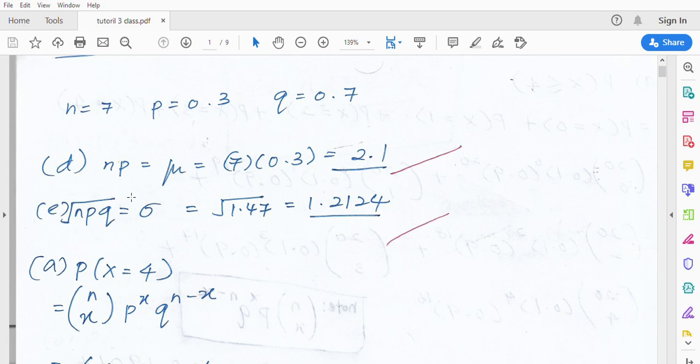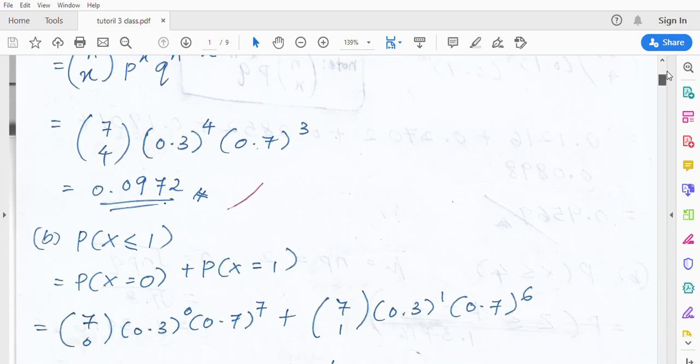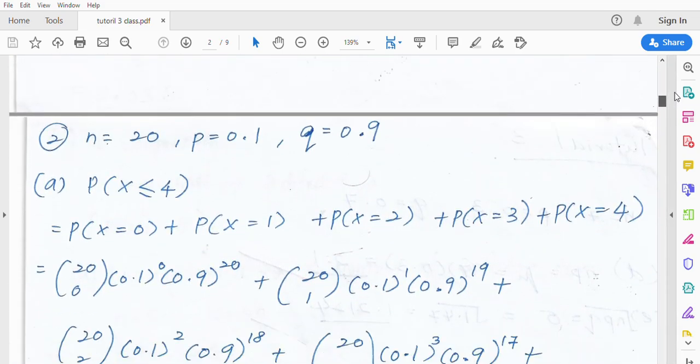So this is the formula for the standard deviation of the binomial distribution: the square root of npq. So we will get this answer, which is 1.2124.